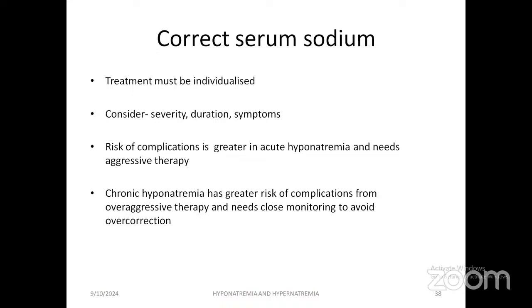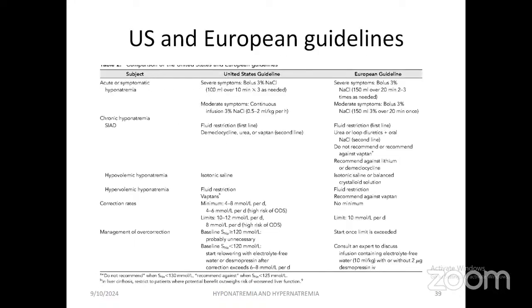Treatment always must be individualized, and we have to consider severity, duration, and symptoms. The risk of complications is greater in acute hyponatremia and needs aggressive therapy. Chronic hyponatremia has greater risk of complications from over-aggressive therapy and needs close monitoring to avoid overcorrection.